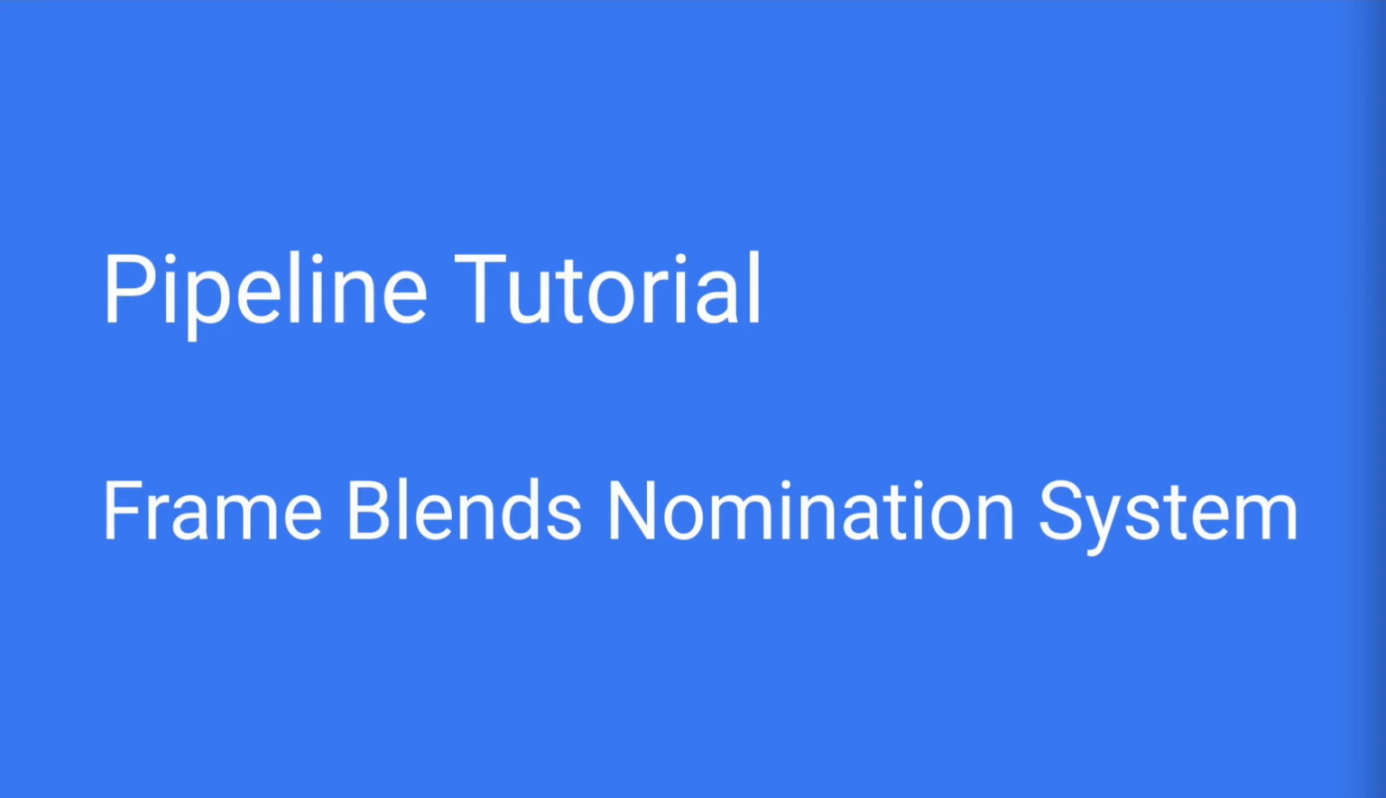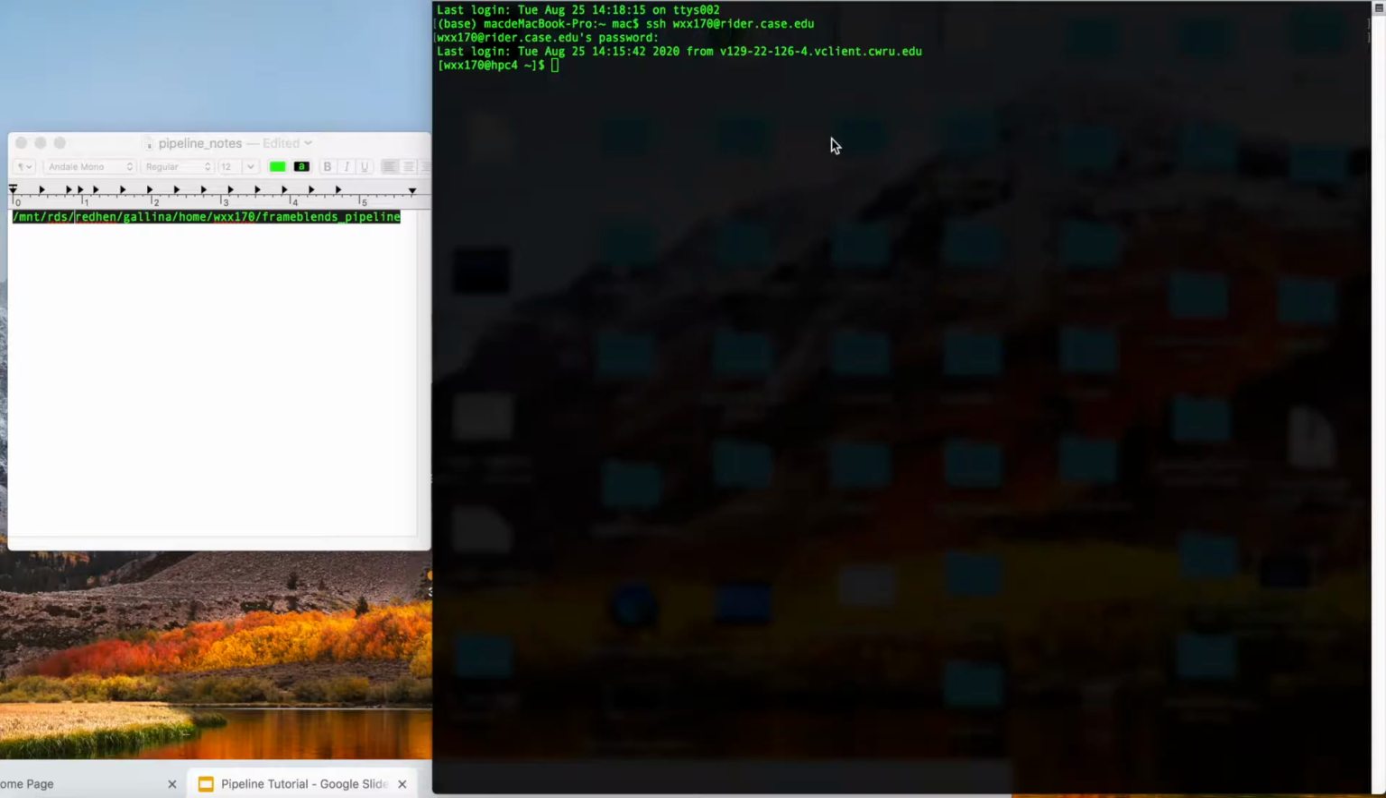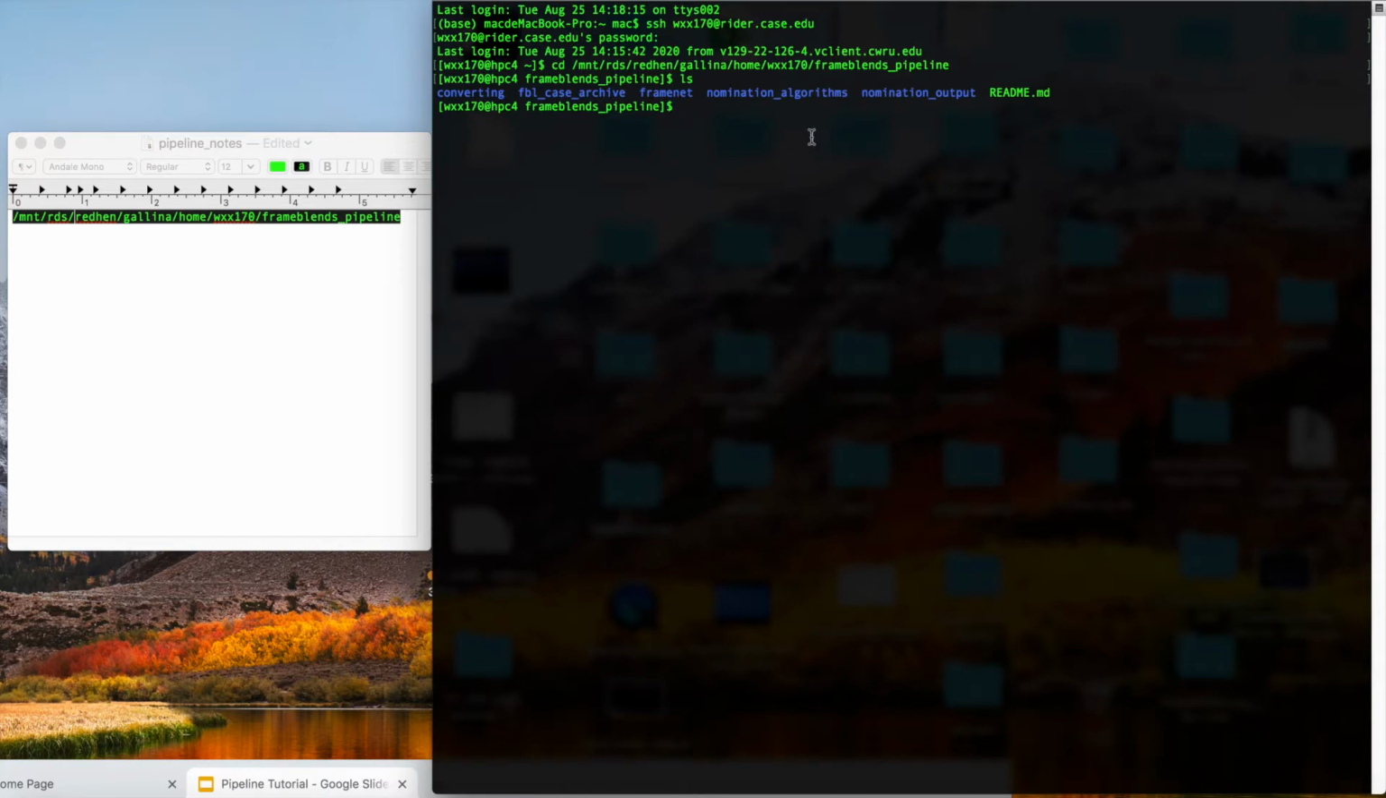Welcome. This video is a tutorial for running the HPC pipeline of the human-in-the-loop frame-based nomination system. This is not only a guideline for the administrator to know how to execute the pipeline, but also a clear and straightforward way to present the workflow of the whole system. Let me first introduce the structure of the pipeline. The pipeline is constructed by different parts, and each part has its own functionality and purpose. When they are composed together, they make a whole integration of the human-in-the-loop process.